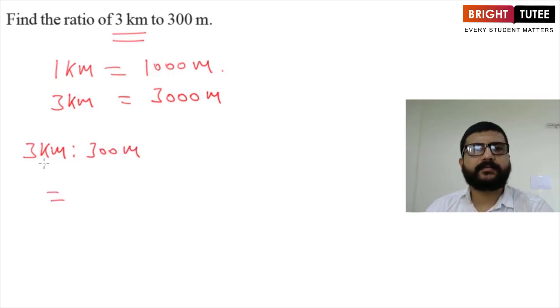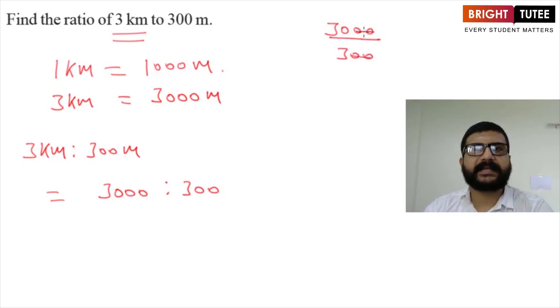So this will be equal to, as we know, 3 kilometers is 3000 meters. So this will be 3000 is to 300. Now when we simplify this, first we can write this in a fraction form. Just for simplifying, we can write it here. It is 3000 upon 300.